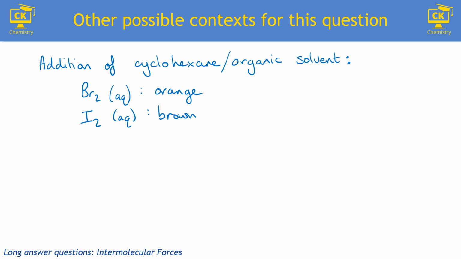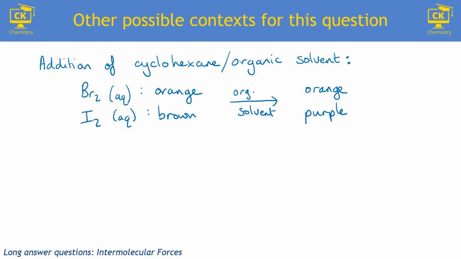So the reason that we add the organic solvent, such as cyclohexane, is that we shake it up, the halogen moves into the organic layer because halogens are non-polar, so they're more soluble in organic solvents, and you'll get two layers because the organic solvent won't mix with the water. So you get an organic solvent layer, and that layer will be still orange for bromine, but iodine is not brown. In an organic solvent, it's a very vibrant purple colour, and I can easily spot whether I have bromine or iodine by doing that.